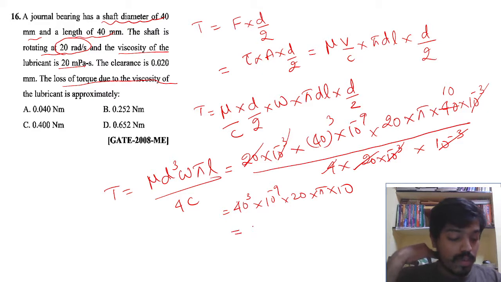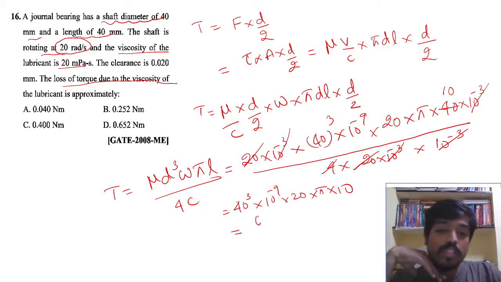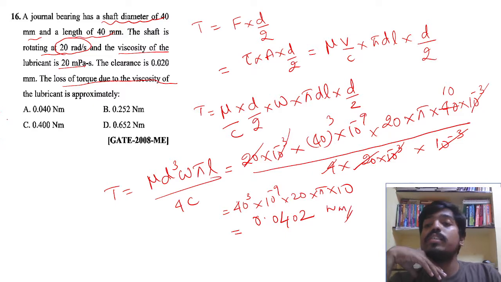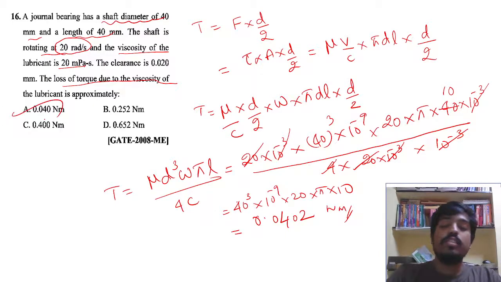What is the answer? 40 cube into 20 into 10 into pi, into 10 to the power of minus 9. Answer is 0.0402 Newton meter. Yes. Answer is A.